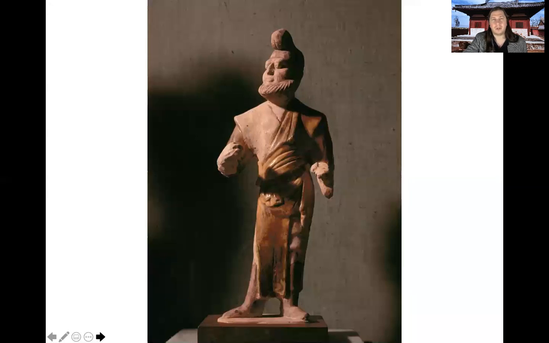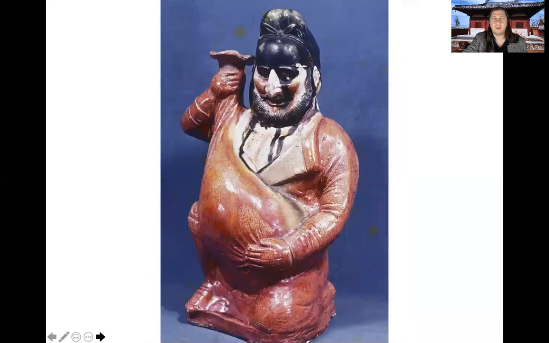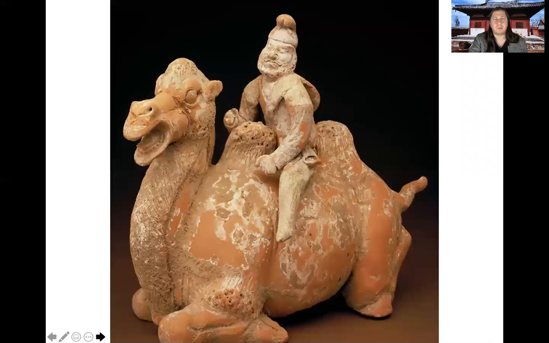This is another one here. You can see that they basically are meant to represent a different type of people. It's a nice one there. He's got a wineskin, but you can see his nose has an aquiline form. His eyes are rounder. It's basically supposed to represent a Central or South Asian person. And this is another one riding a similarly exotic camel.